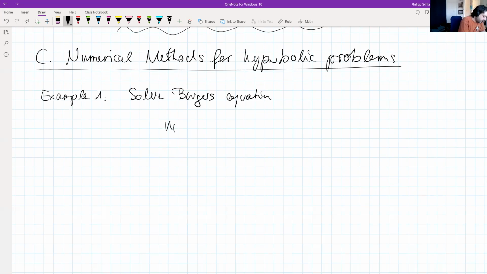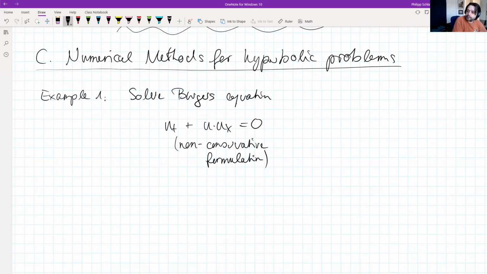So we write it like this: ut plus u times ux is 0. If you remember, this would be called the non-conservative formulation, or the convective formulation of the Burgers equation, or the quasi-linear formulation, where I take out the speed u times ux.